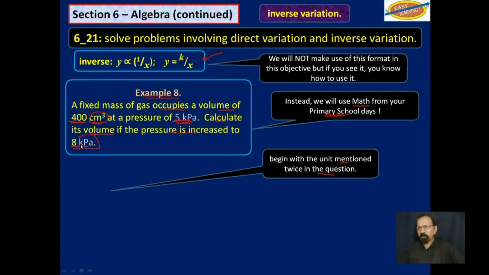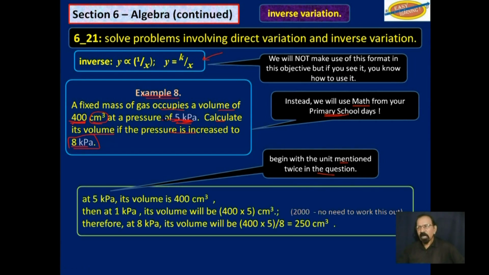But we will not use this kilopascal since we want to find out the volume for that. We will use this kilopascal since we know what volume is there. So we say at 5 kilopascal, its volume is 400 cubic centimeter. So at 1 kilopascal, which is much less, its volume will be much greater. So we multiply by 5, not divide, which gives us 2,000.